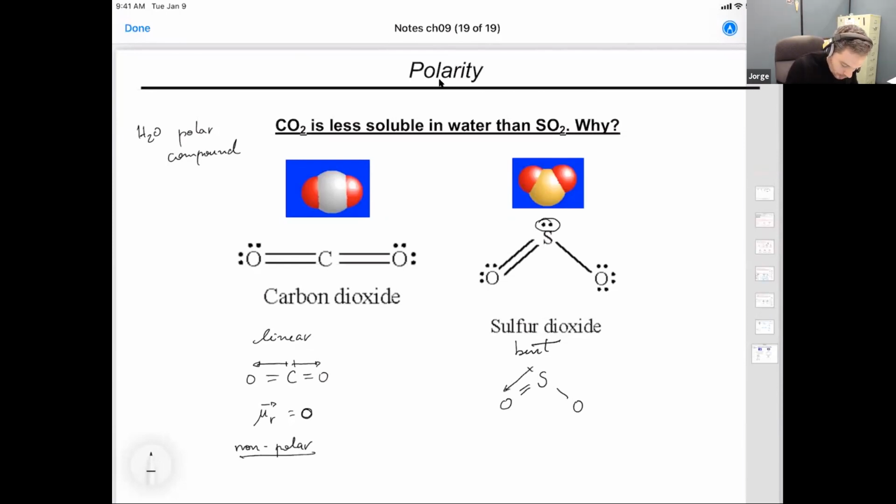Again, the bonds between sulfur and oxygen are polar. And in the case of SO2, the sum of all the vectors will yield a resulting dipole moment vector different from zero. If the sum of all the vectors is different from zero, this compound now is polar. And that's why SO2 is more soluble in water than CO2. Okay? The shape of the molecule will change everything, and we need to be capable of determining the correct geometry.